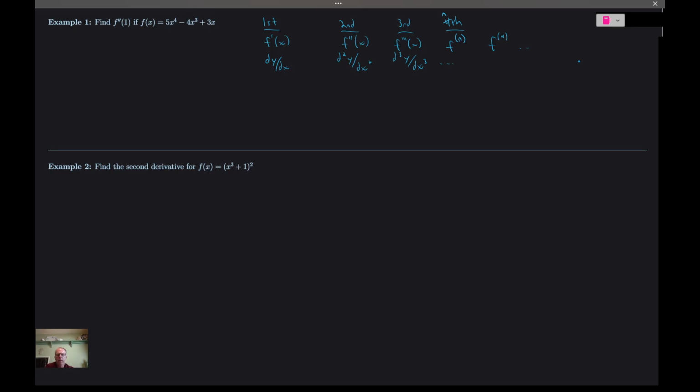So let's find the second derivative of this function. Just a very easy polynomial. So let's take the first derivative just like we know how to do. So we use the power rule on each of the 3 terms. So you have 20x cubed minus 12x squared plus 3. And then to take the second derivative, you just do the same thing. So you use the power rule again. So we have 60x squared minus 24x.